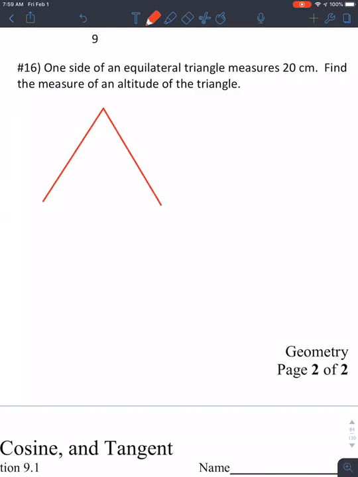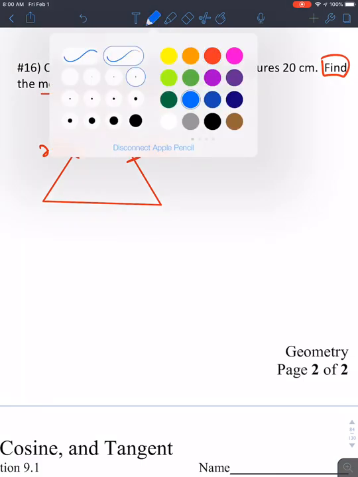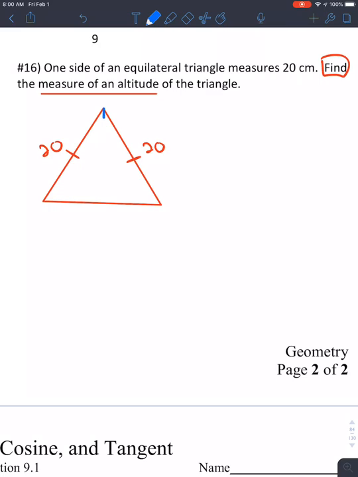Number 16. One side of an equilateral triangle measures 20 centimeters. What does an equilateral triangle have to do with 30, 60, 90s, or 45, 45, 90s? Everything. An equilateral triangle, all sides are the same length. I'm just going to draw 2 of these for now. It says to find the measure of an altitude. An altitude, you'll recall, is a segment that goes from a vertex to the opposite side, forming a 90-degree angle. In an equilateral triangle, it's also a median, so each of these are 10. It's also an angle bisector.